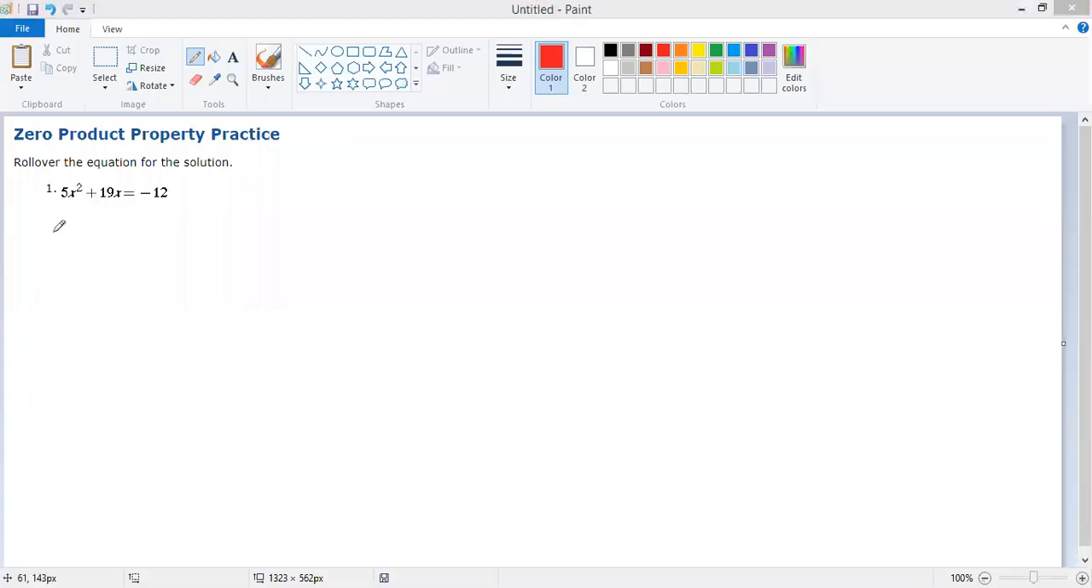All right, so we're talking about the zero product property practice, and we're talking about this equation, 5x squared plus 9x equals negative 12. They want you to solve, okay? So the first thing we need to do is set it equal to 0. So what's that first step again?